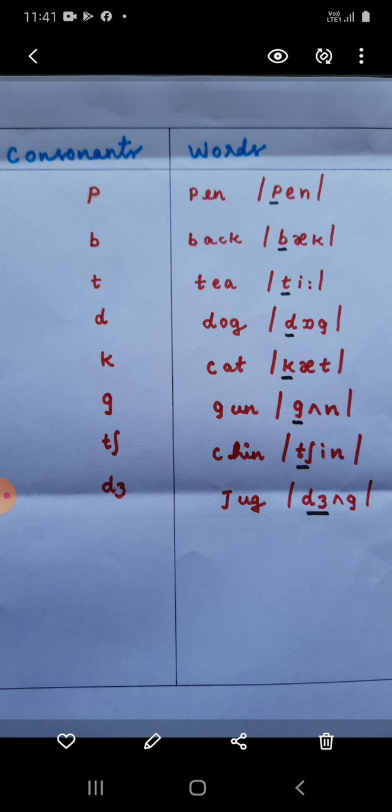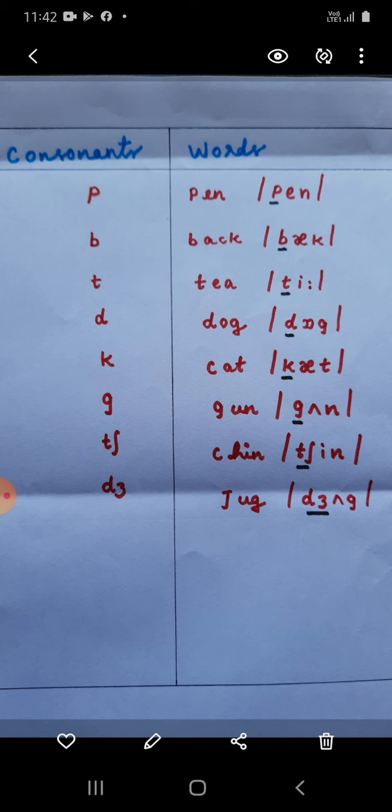J as in jug, J-U-G. And how to write that? First open the slash, then D3, which is J. Then again the triangle cut A, then small letter G, pronunciation G. We close the slashes. So the example provided here is jug. Many other examples are jar, J-A-R, then judge, J-U-D-G-E. So try to find your own examples. We'll be doing all this in the task also.